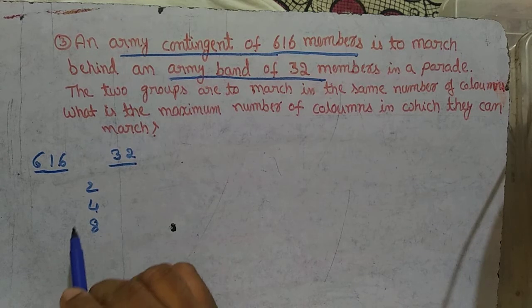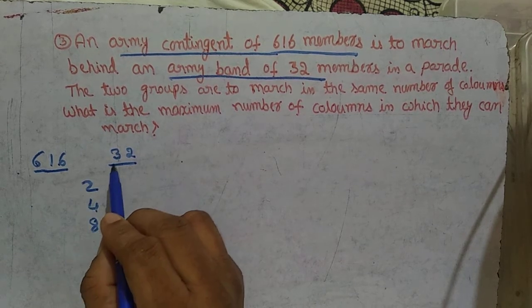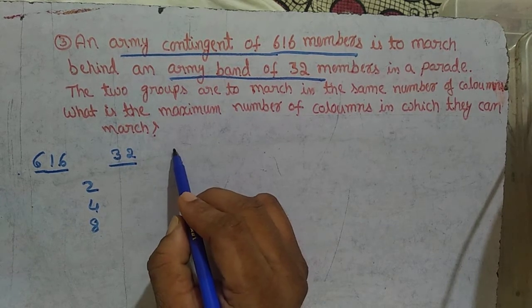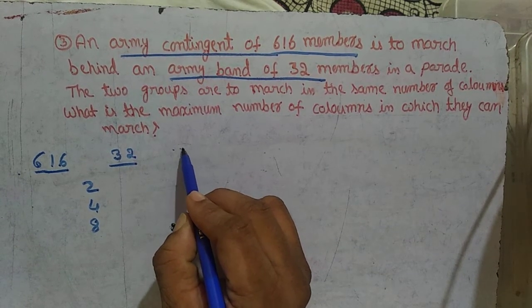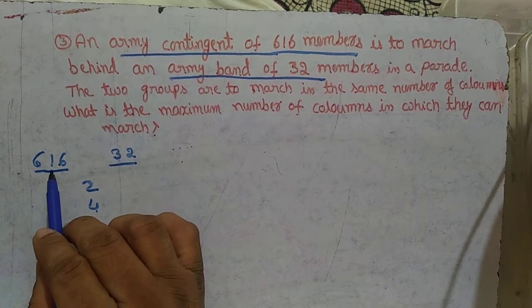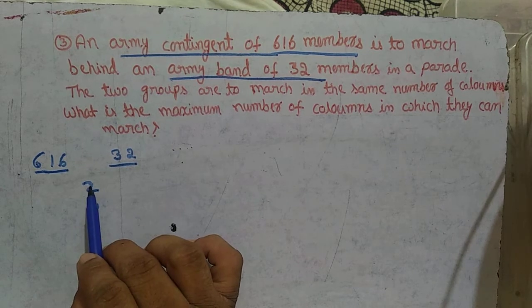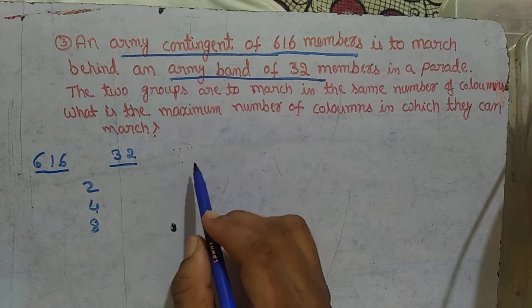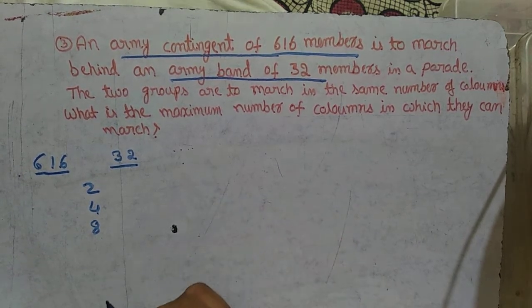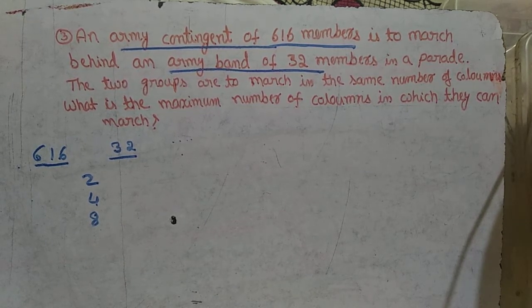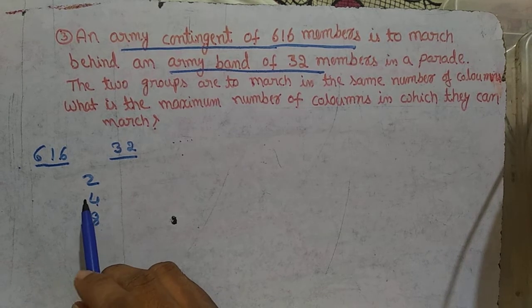If you take 2, these 32 people divided by 2 becomes 16. We have to make 16 columns. When 616 is divided by 2, it becomes 308, so 308 columns. It becomes a big column, right? That's why it becomes more rows.